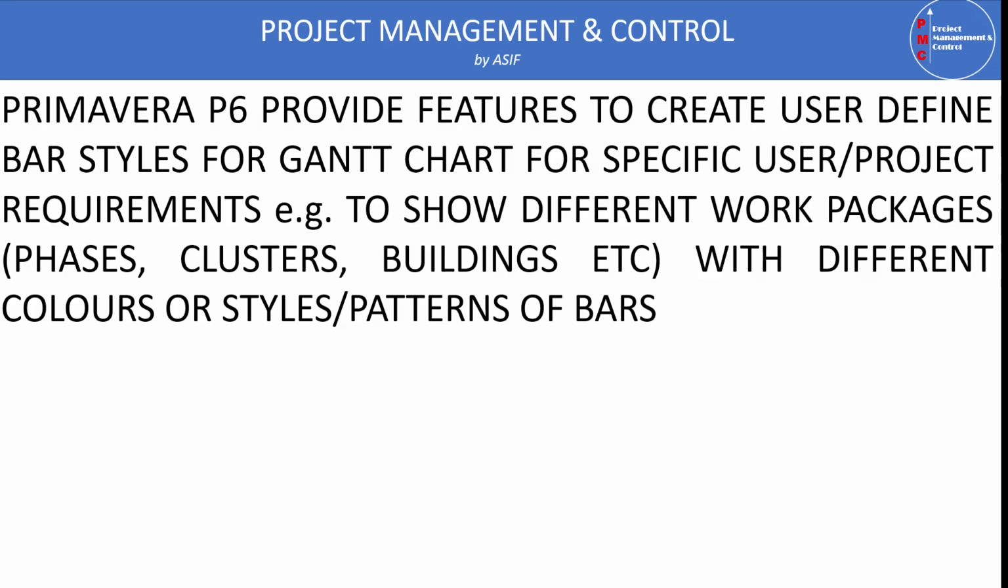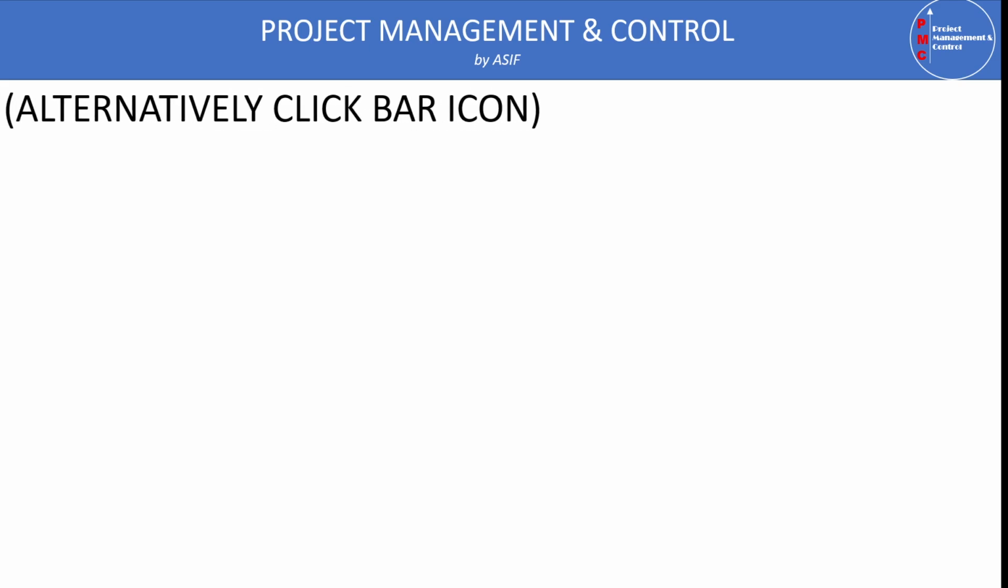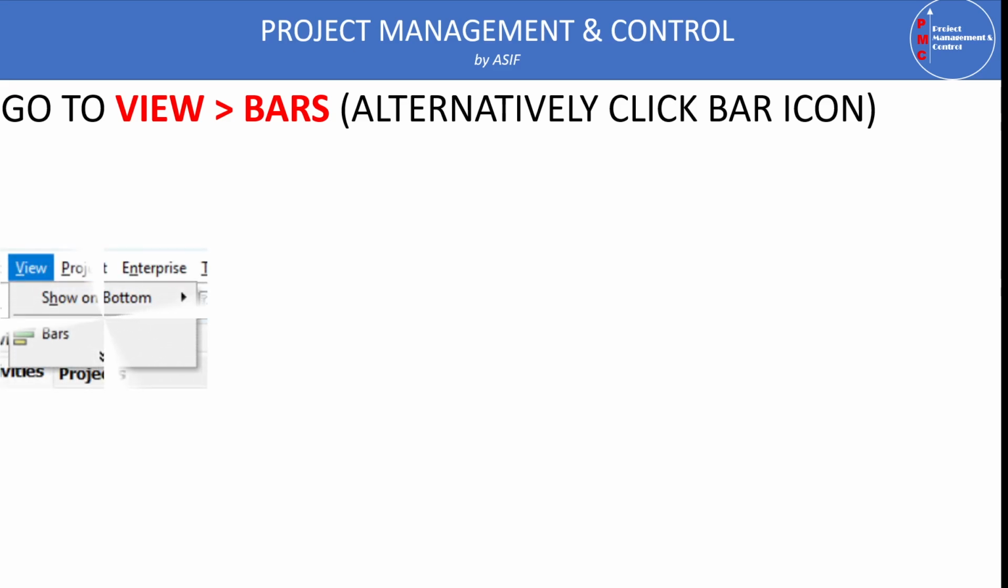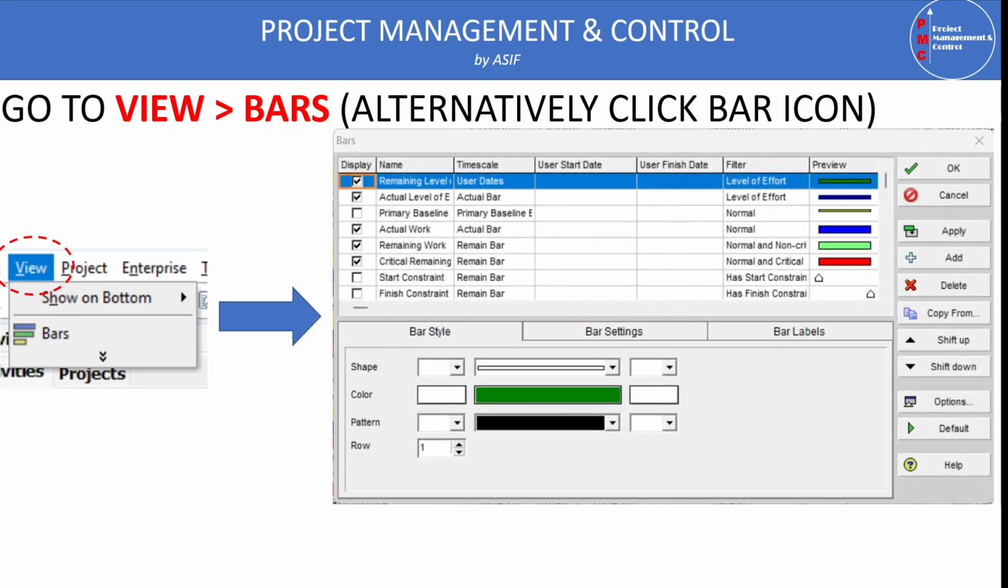To access the dialog box, we go to the main menu, and from the main menu we click on View. When we click the View button, it opens the view dialog box, and from here we click on Bars. Then the bar dialog box comes out. Alternatively, we can open the bar dialog box from the main screen by clicking on the bar icon, or we can go to the Gantt chart, right click the mouse button, and from there select Bars.